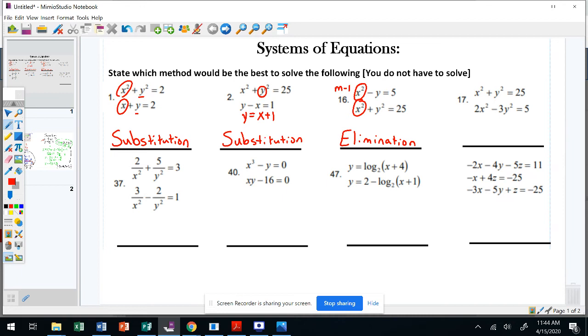Same thing with number 17. I have the same exponent. I would multiply the top by -2 and use elimination.